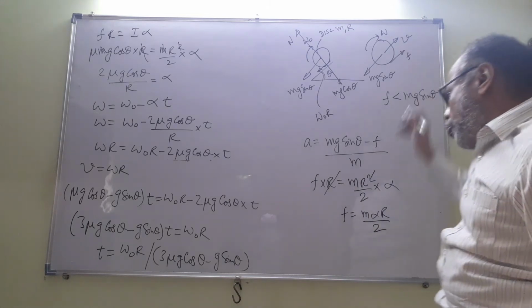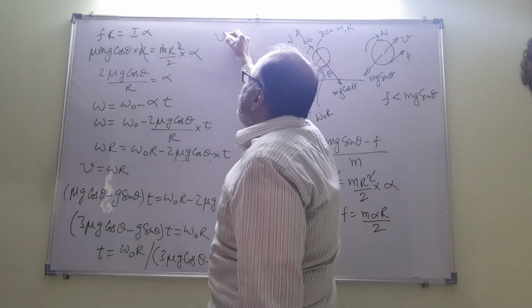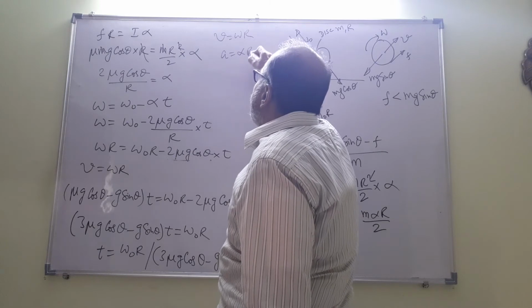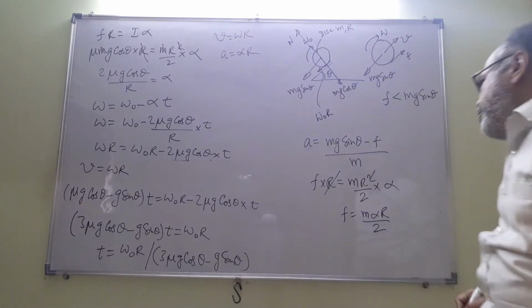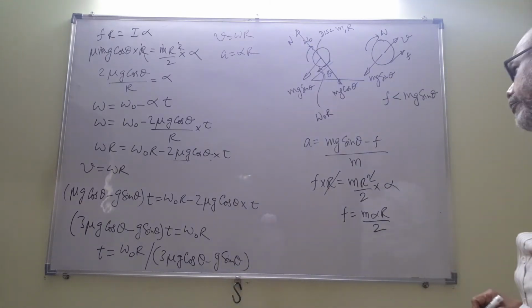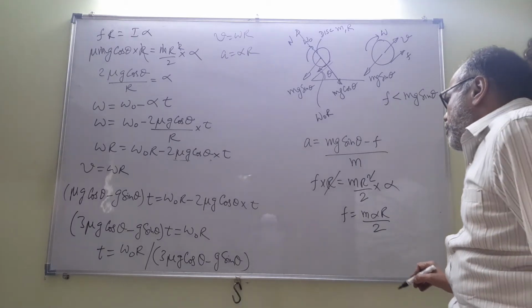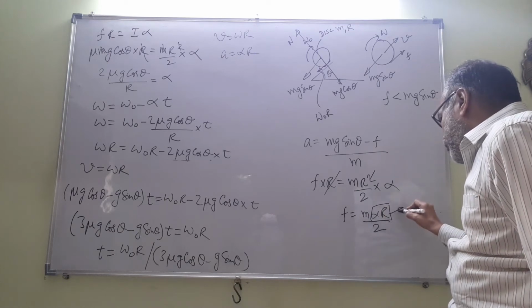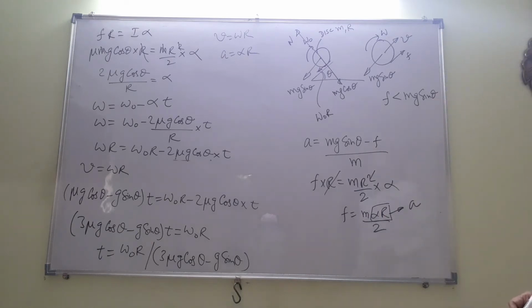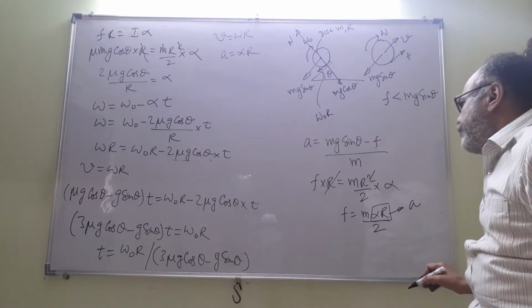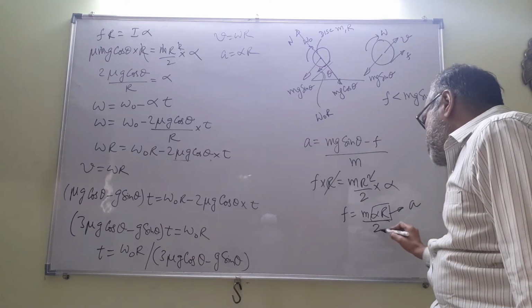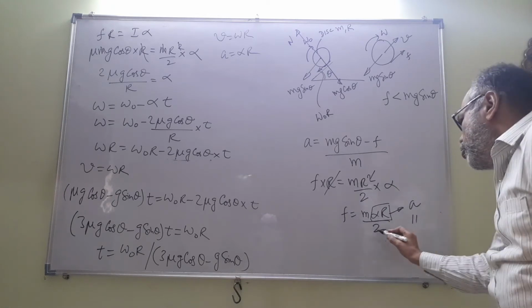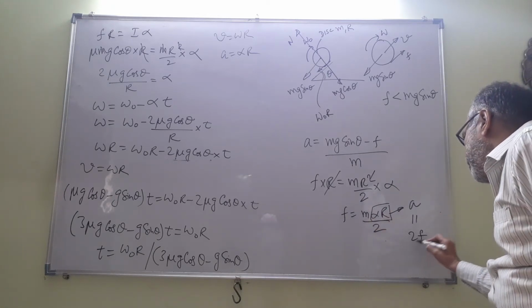Now since there is pure rolling, we said V is equal to omega R. If you differentiate this, you get A is equal to alpha R. So therefore, we can put alpha R as A. So you get A as 2F by M.